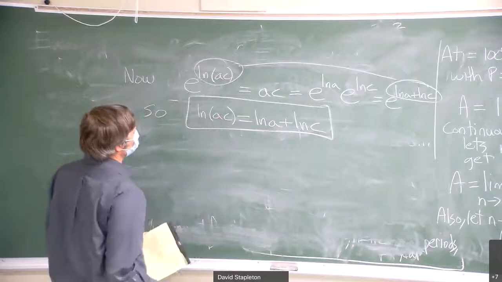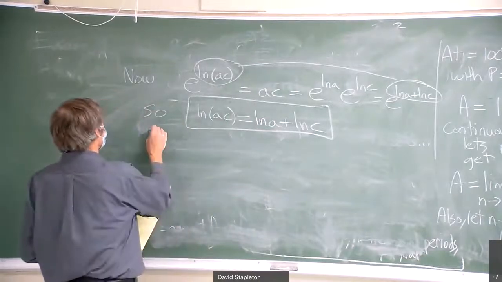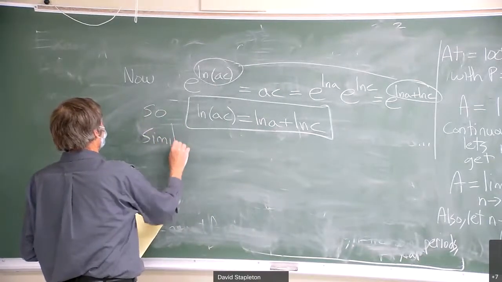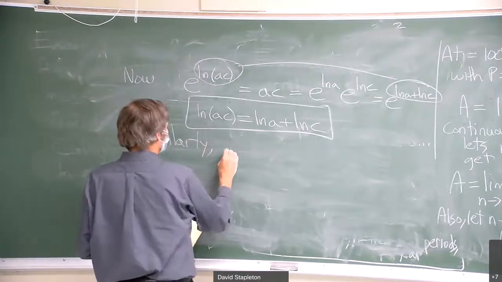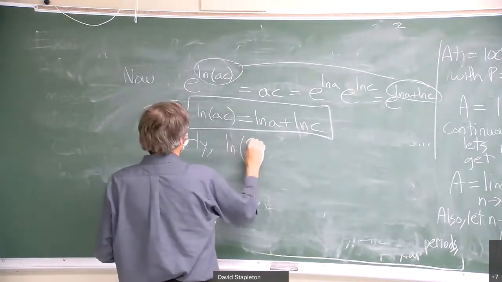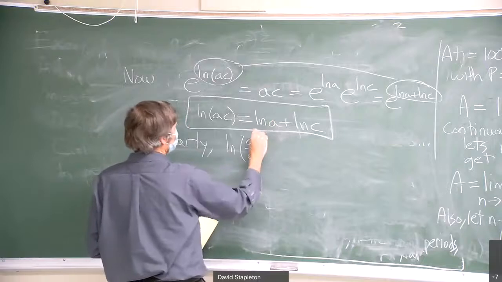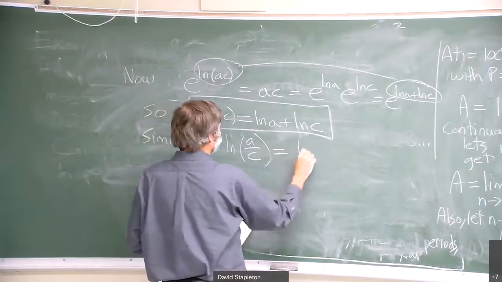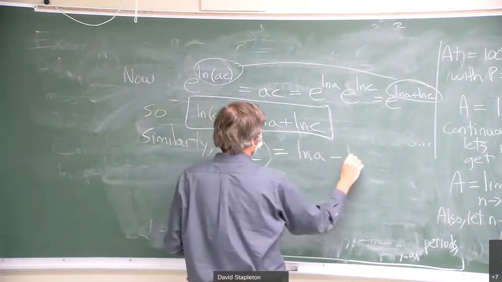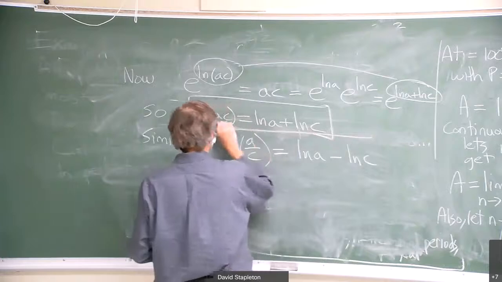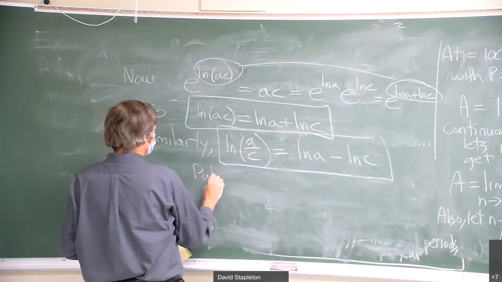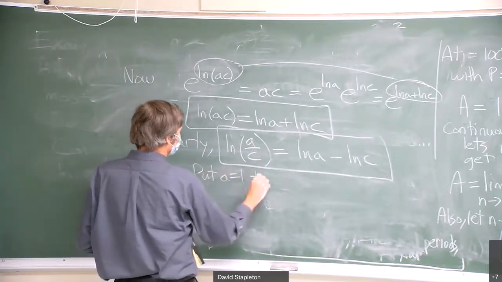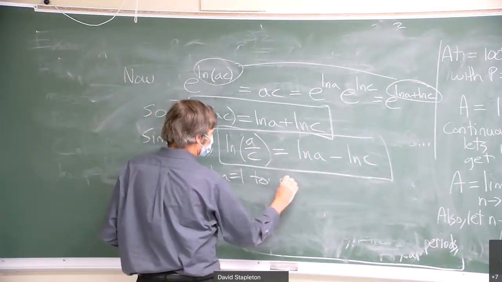Using your properties from exponentials. Similar proofs that we don't want to ask you on the test, but I just wanted you to see that all this works. Similarly, if you take natural log of a divided by c, by a completely analogous proof, you get ln a minus ln c. That's another one, which means it's a special case: if you put a equals 1 in this one, we get another useful property.